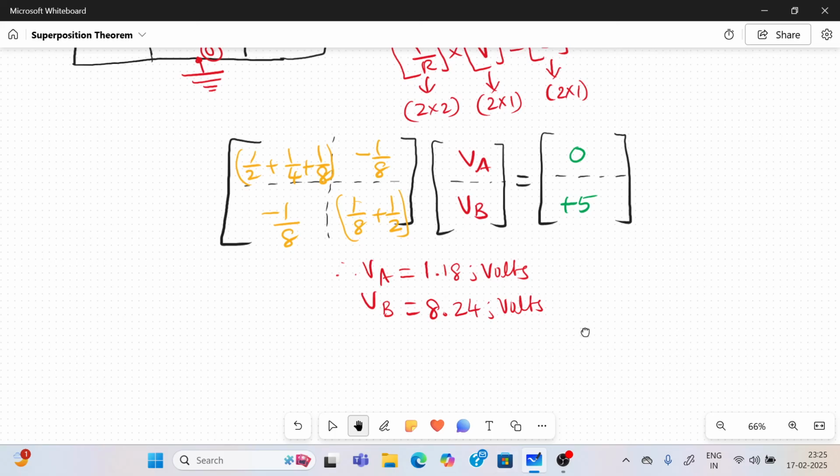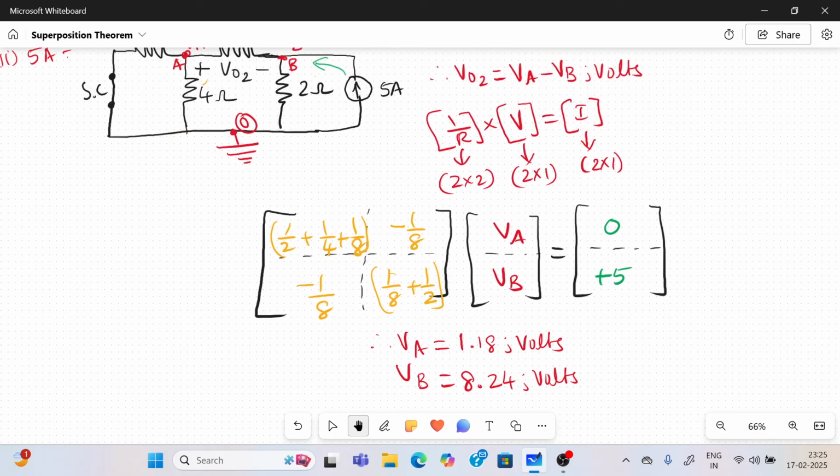What is our V0? V02 is VA minus VB, right? What are the values? VA is 1.18 minus 8.24. What about V02? It should be negative. So 1.18 minus 8.24, the value is minus 7.06 volts.